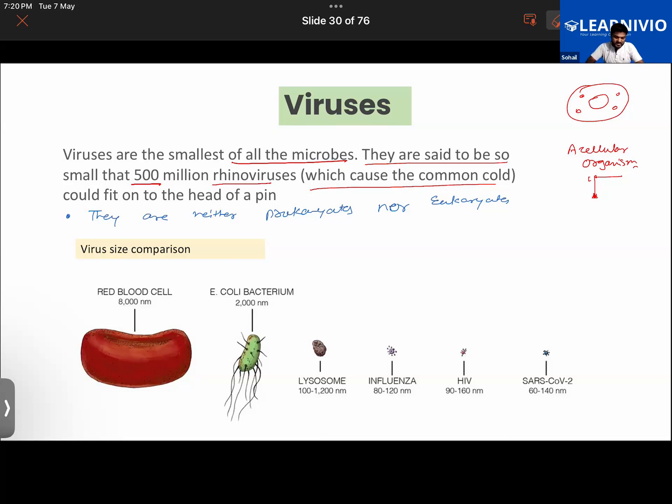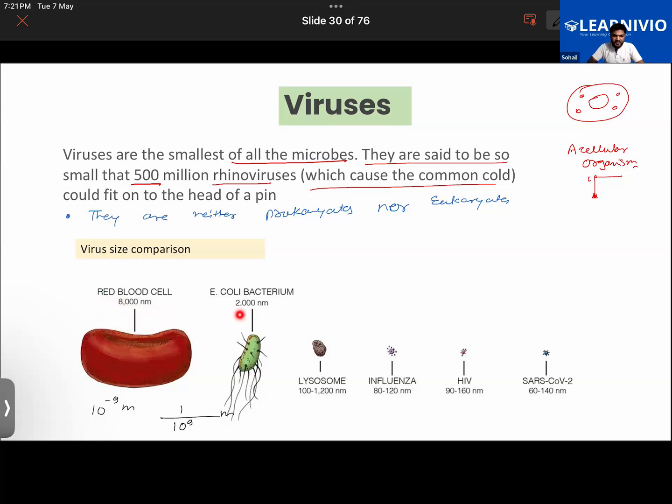This is the red blood cell. The size is 8,000 nanometer. Nanometer is a very small unit. Nanometer is 10 raised to the power minus 9 meter. If you were to write 1 upon 10 raised to the power 9 meter, getting it? So that is called as nanometer. So in short, you write it as nm. So red blood cells are this much smaller.